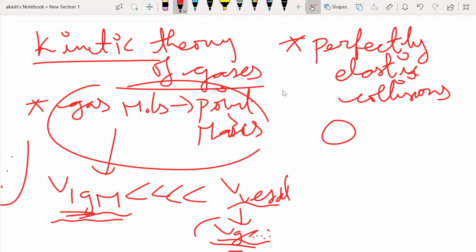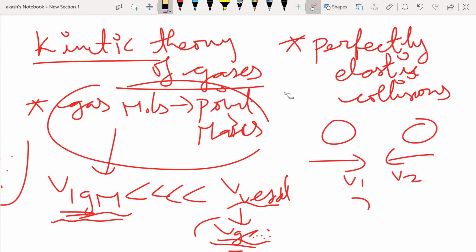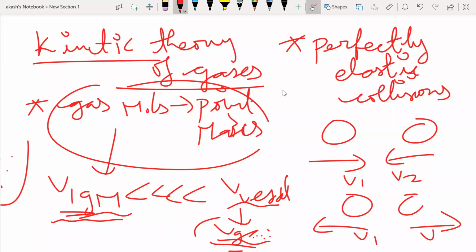So for example, if I have two molecules coming like this, say this has v1, this has v2, or they can even have the same velocity, v1 and v1, whatever it is. Now they will collide, and when they go back after colliding, they are going to have the same velocity that they had initially, v1, v2. This is what is called a perfectly elastic collision. So because of collisions, the velocity of the gaseous molecules is not going to change. That's the second point.